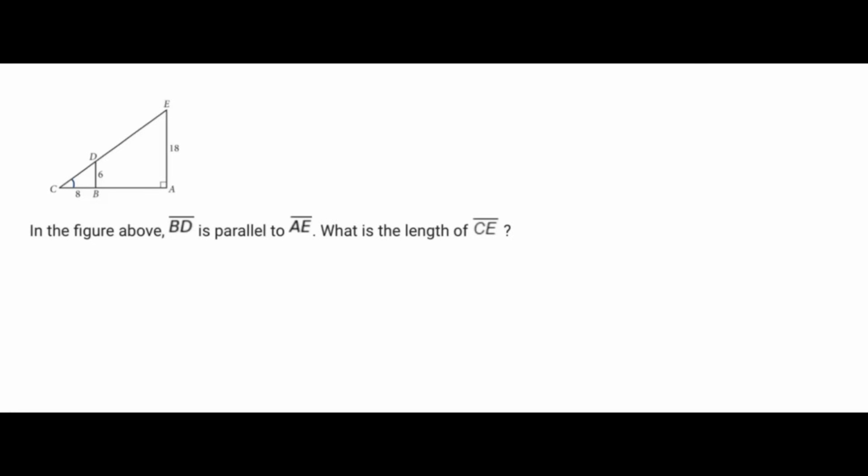And so in that case, we can scale up whatever numbers we already know based on a scale factor, based on the numbers that were given, in order to find the missing side length. So here, we're trying to find CE, so this side right here.